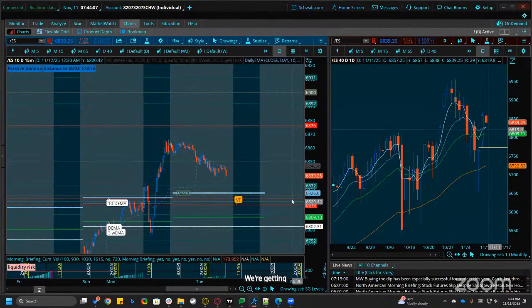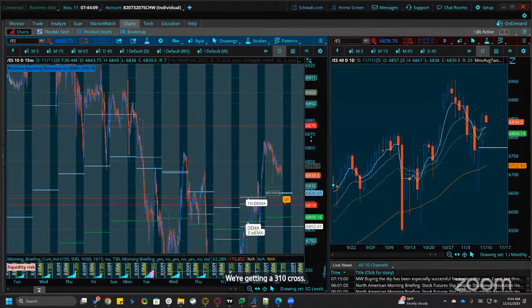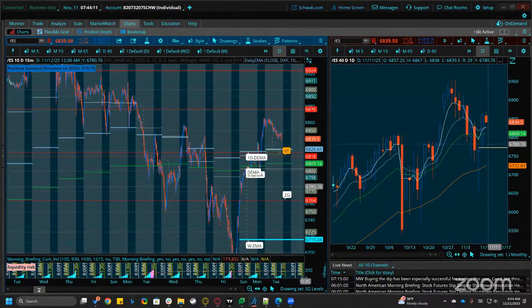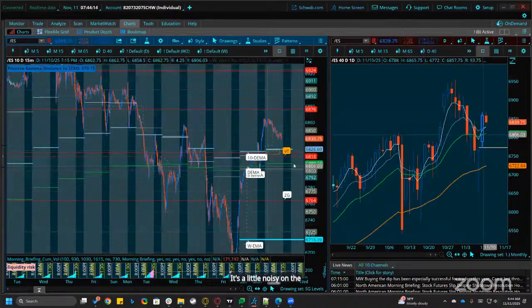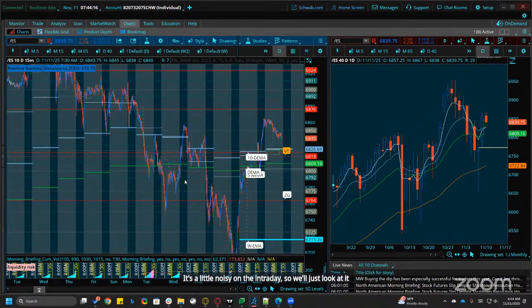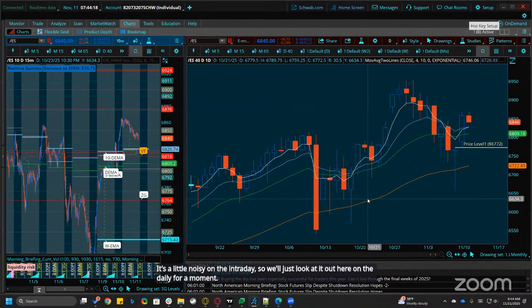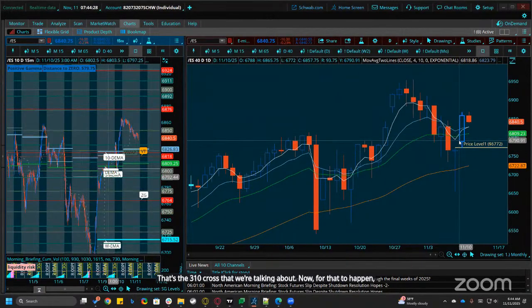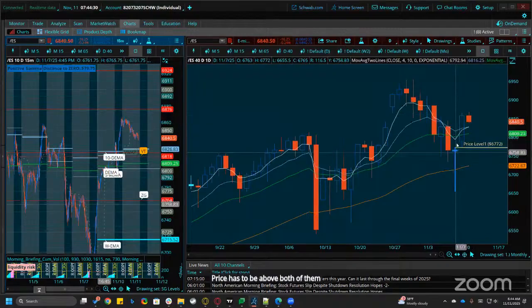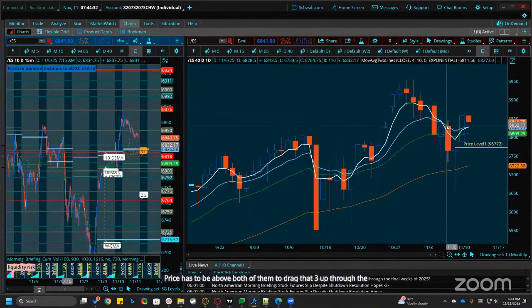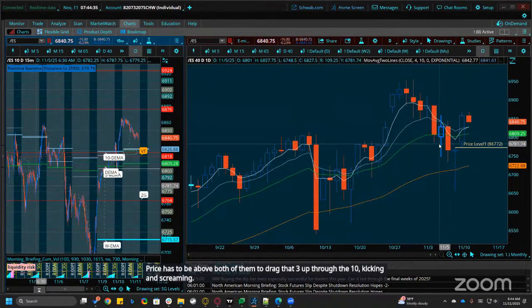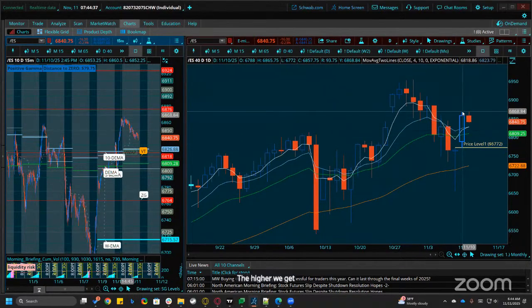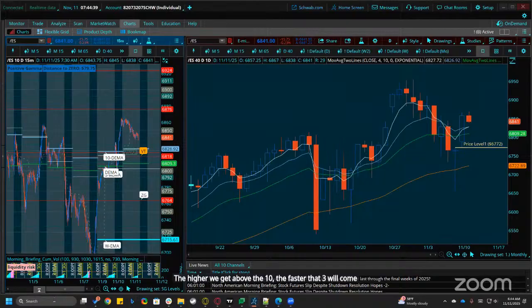We're getting a 3/10 cross. It's a little noisy on the intraday, so we'll just look at it out here on the daily for a moment. You can see the white line coming back up into the blue line. That's the 3/10 cross that we're talking about. Now, for that to happen, price has to be above both of them to drag that 3 up through the 10, kicking and screaming. The higher we get above the 10, the faster that 3 will come up through the 10.